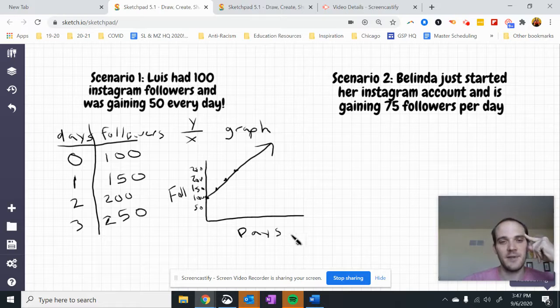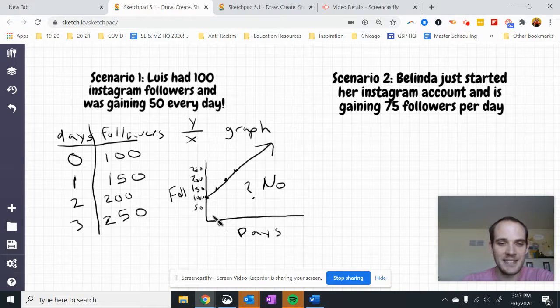Think to yourself, based on what we did yesterday, is this a proportional relationship? Hopefully you said no. Why is this not a proportional relationship? Hopefully you said because it doesn't go through 0, 0. And so this scenario I would label not a proportional relationship.